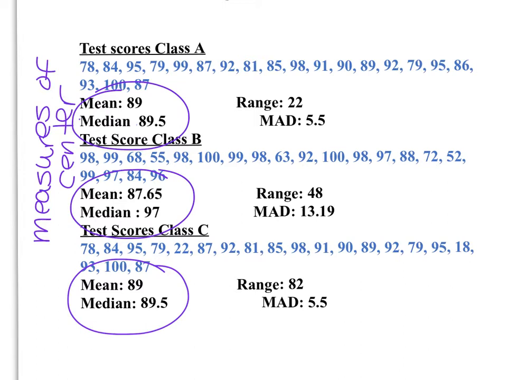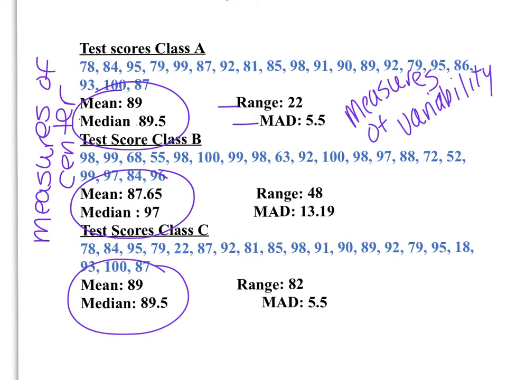But then we also have these other measures when we're looking at the data: the range and the mean absolute deviation. They're a little bit different. They're not measures of center. They're measures of variability. And a measure of variability is just like it sounds. How much did the data vary?